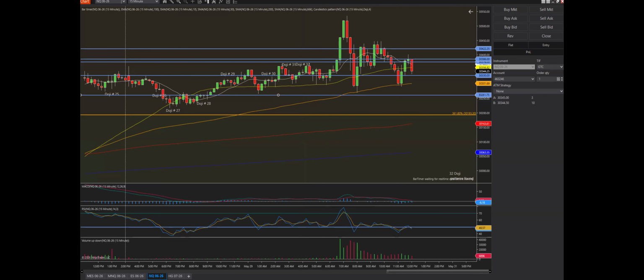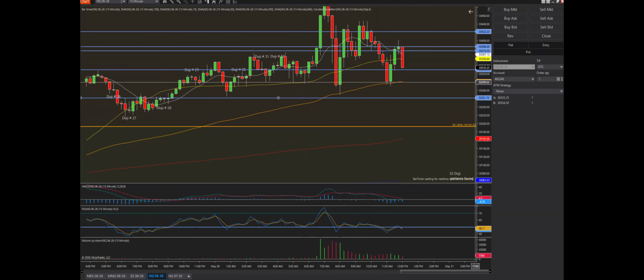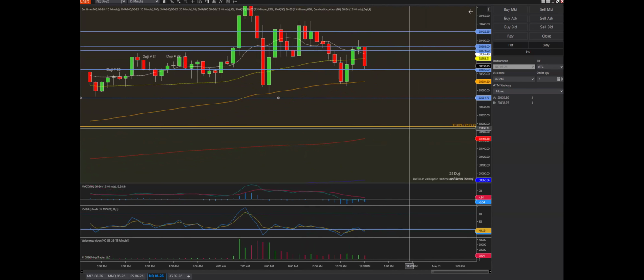Also, you do the imbalance of the immediate previous candle, right? For your imbalance, you do the immediate candle. Go back to your 5 minute.